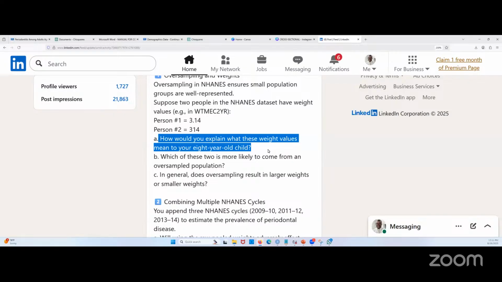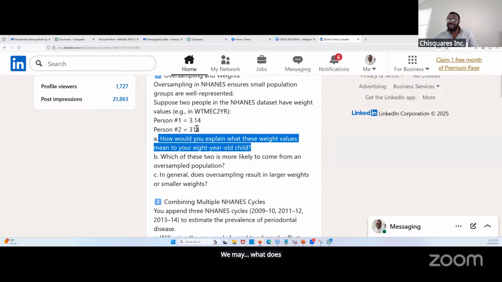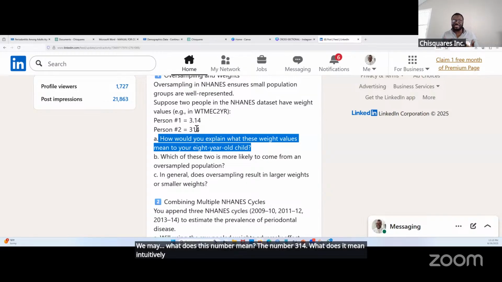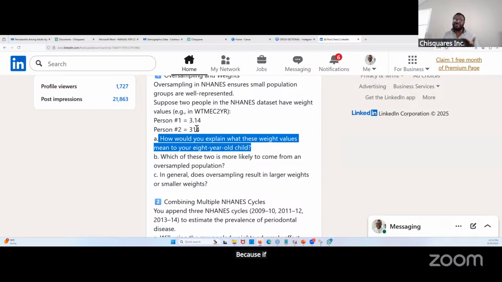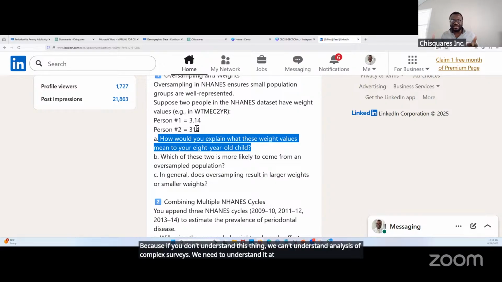Population 1 is more represented. What does this number mean? The number 314. What does it mean intuitively? How do you explain that to an 8-year-old child? Because if we don't understand these things, we can't understand analysis of complex surveys. We need to understand it at a very, very simple level.